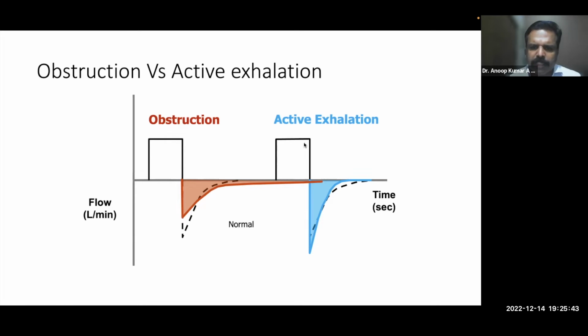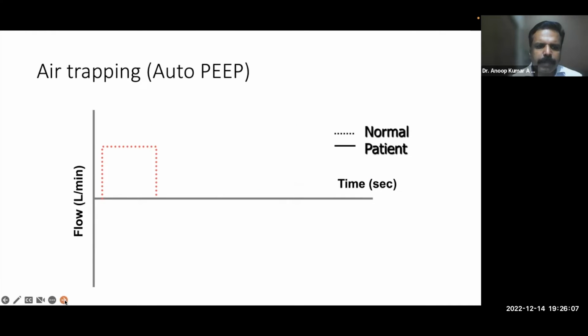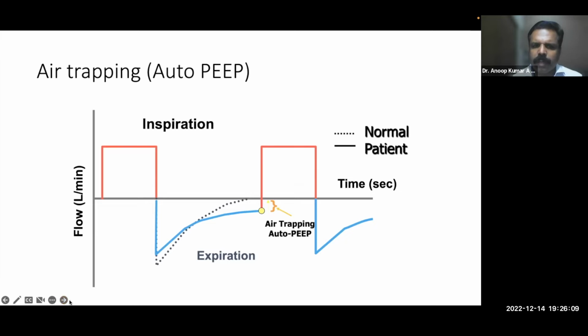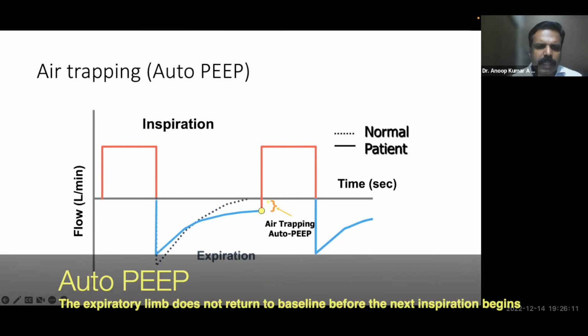In the same way, in active exhalation, you can see the patient is actively exhaling, so the emptying will happen fast, or it will touch the baseline faster than the normal way. So this is the obstruction and this is the active exhalation. You should always keep in mind what is happening in the obstruction. Now coming to air trapping or auto-PEEP. As I have already told, during the inspiration, after that there is an expiratory flow limitation.